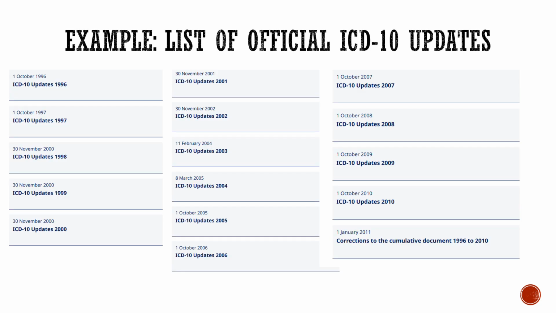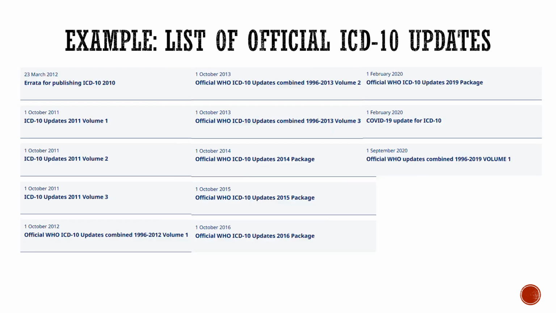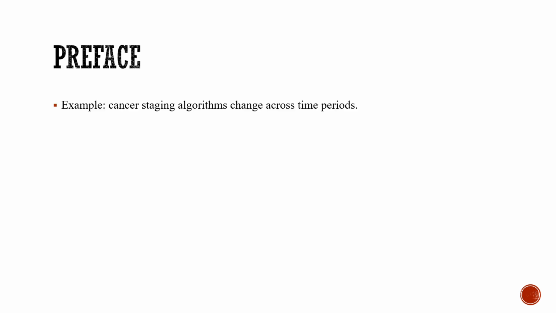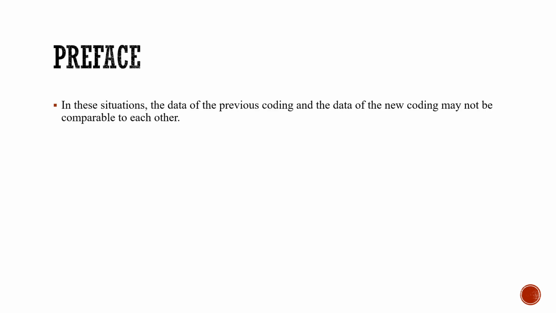For instance, the ICD-10, which was used before ICD-11, was updated annually from 1996 all the way to 2019, and in these two slides you can see all the updates that were officially released for ICD-10. Another example would be cancer staging algorithms that change across time periods. In these situations, the data of the previous coding and the data of the new coding may not be comparable to each other.